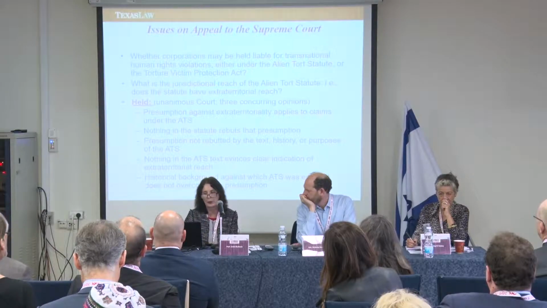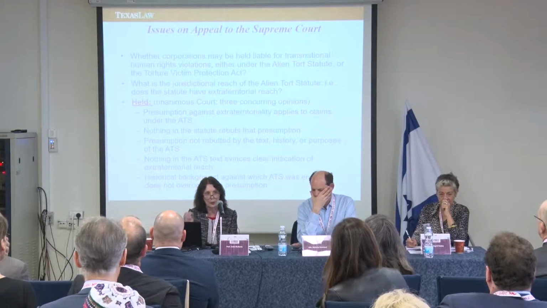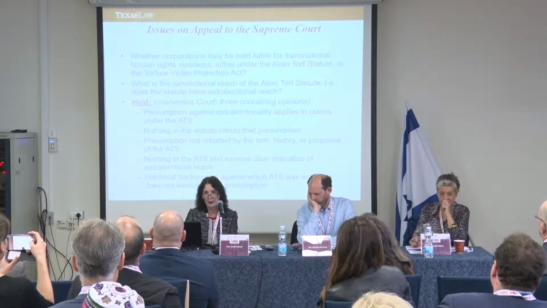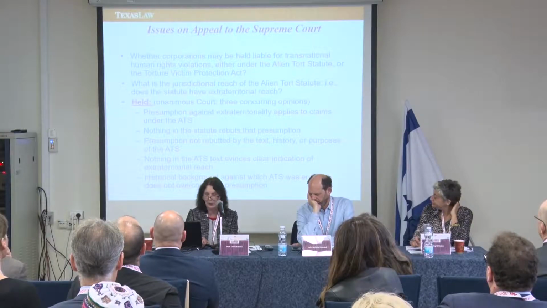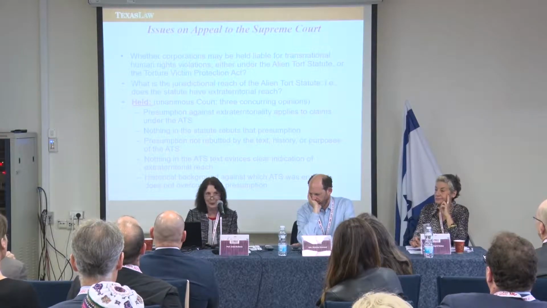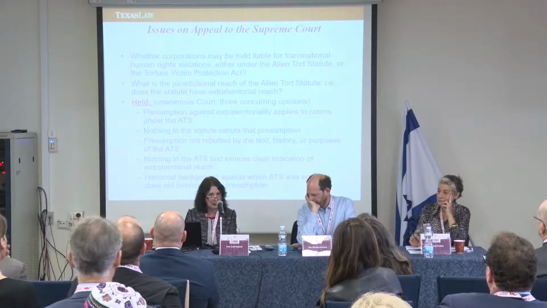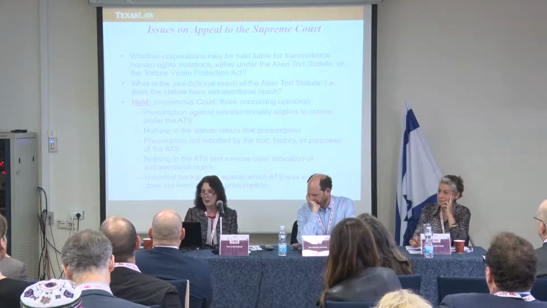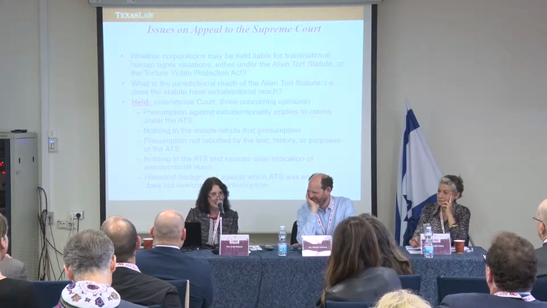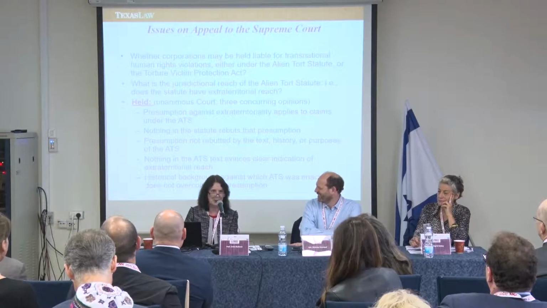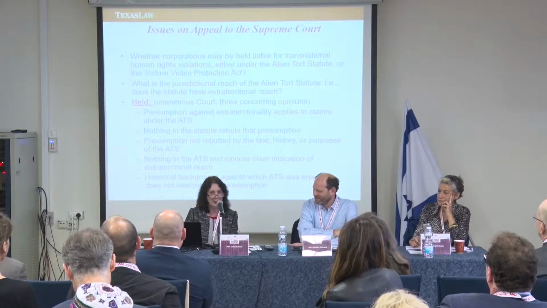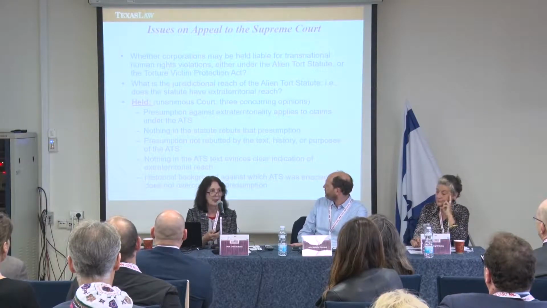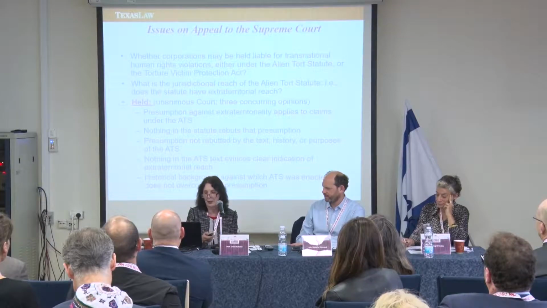There were two issues that went to the Supreme Court. The first issue was whether corporations could be held liable for human rights violations under the Alien Torts Claim Statute and the Torture Victims Protection Act. The second issue that was litigated was whether or not the Alien Torts Claim Statute had extraterritorial reach. Not to keep everybody in suspense, the Supreme Court did not decide the first issue, which everybody thought was the major issue that was teed up, and they said nothing about that. But what they did say was that the Alien Torts Claim Statute did not have extraterritorial reach.